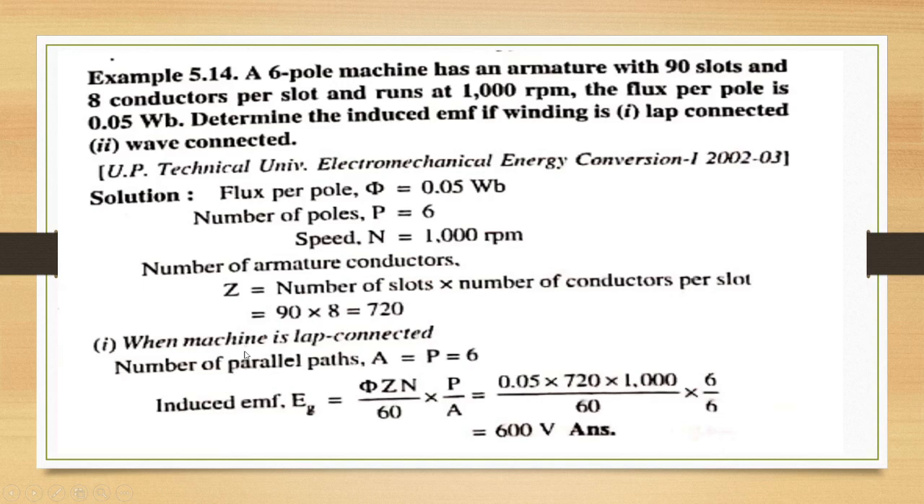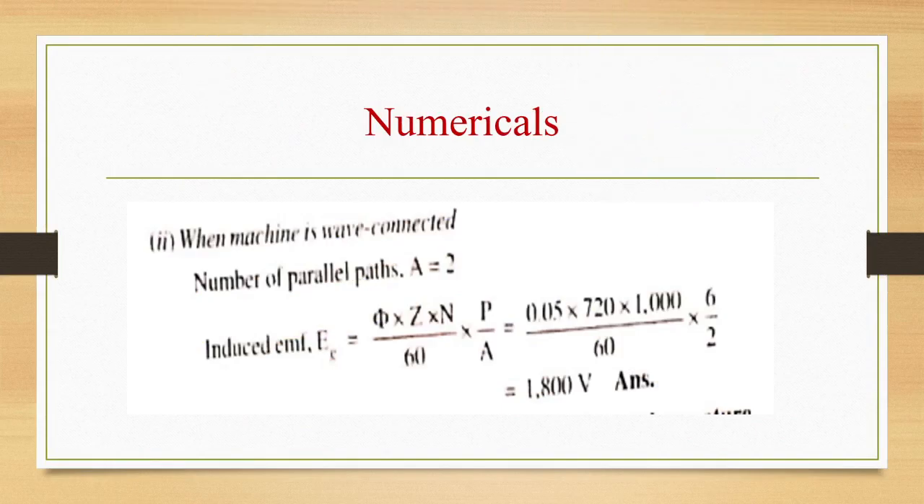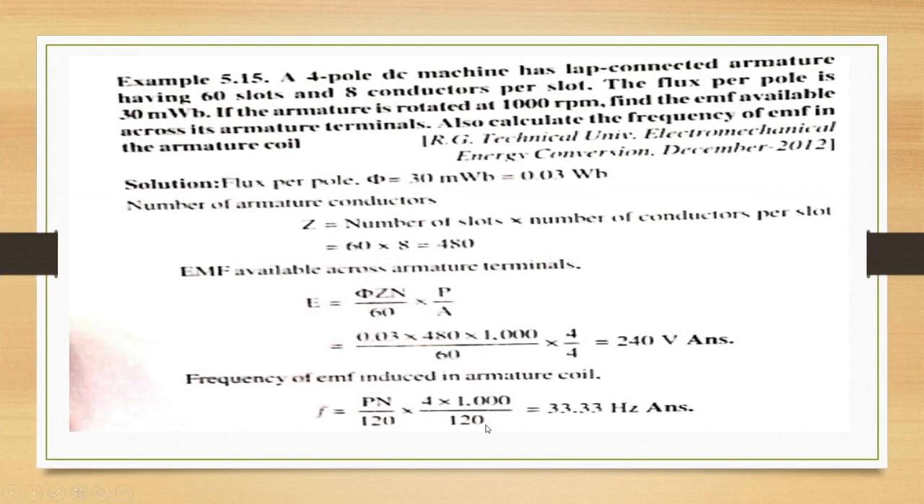Now let us see first one when machine is lap connected. Lap connected means A is equal to P, that is 6. Substitute all the values, EMF equal to 600 volts. Next we are going to see for wave connected. Wave connected means substitute A is equal to 2, the remaining things as it is. So we are going to get the EMF induced as 1800 volts. Next numerical.